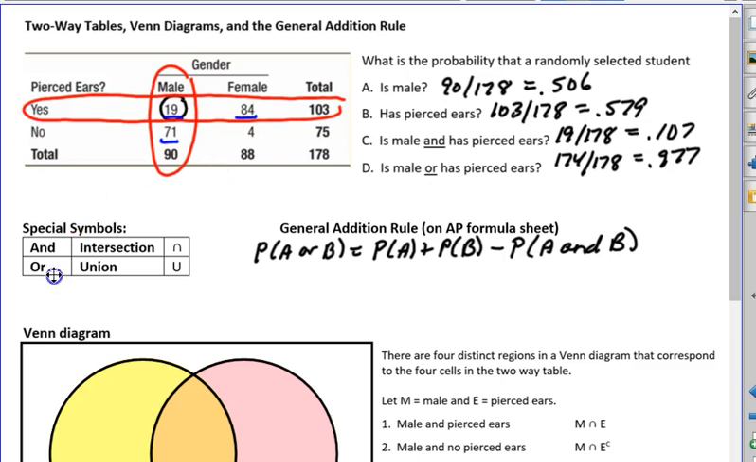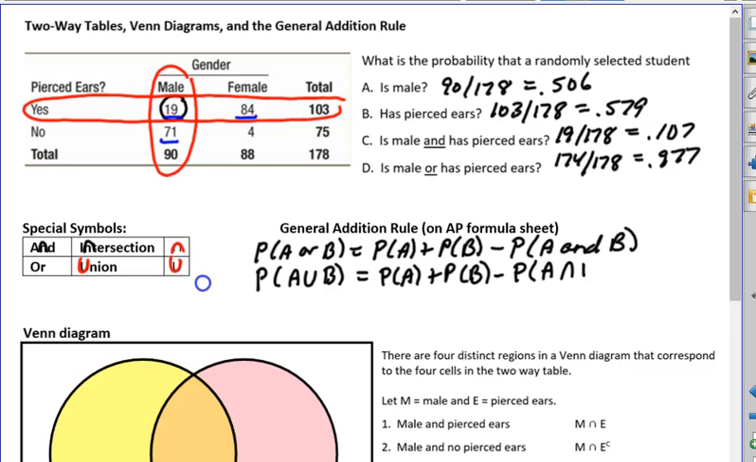Now symbolically, and is represented by an upside down U, kind of like the N in and, or the N in intersection. Or is called a union, and it's represented by a right side up U. You can think of or as including more people than and does, so or is kind of opened up, whereas and is kind of shut down and more exclusive. So we could write this as probability of A or B, right side up U, equals probability of A plus probability of B minus probability of A upside down U B.